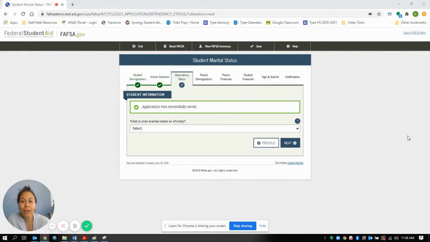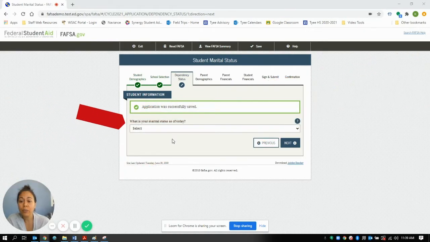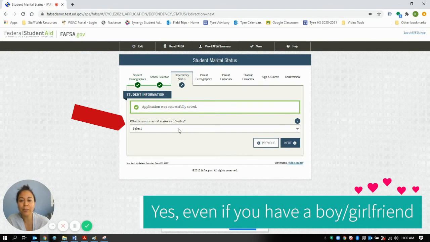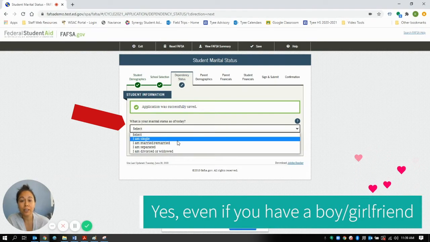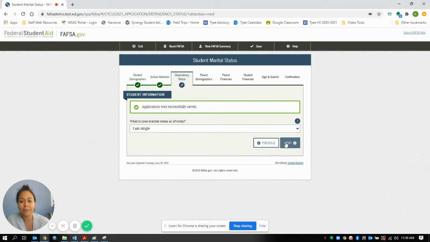Everyone, today we're going to be walking through the dependency status section of the FAFSA. As you can see at the very top, it says student marital status. All of the questions that are going to be asked are in regards to you as the student, not your parent, not your guardian, but you as the student. The question says, what is your marital status as of today? Unless you as the student are married, you're going to say that you are single, and then click next.